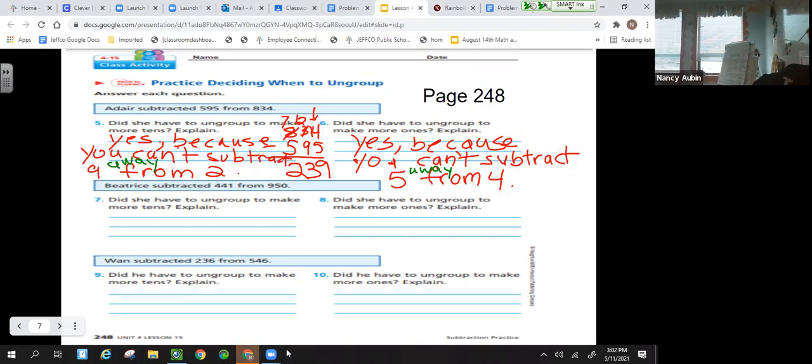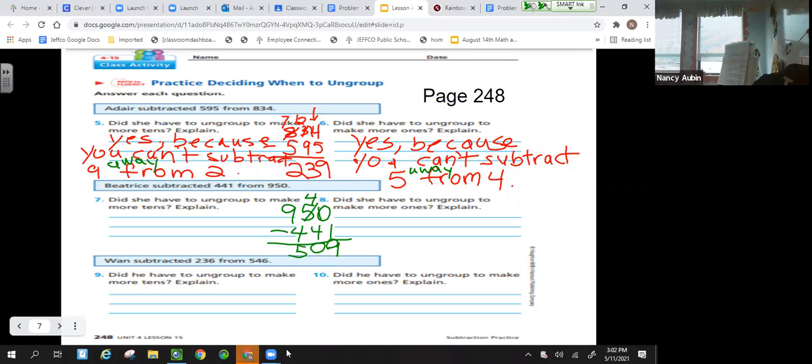Okay, let's do Beatrice. Beatrice subtracted 441 from 950. Can we do 0 minus 1? No. Do we need to make more 1s? Yes. 10 minus 1 is? 9. 4 minus 4 is? 0. What's 9 minus 4?